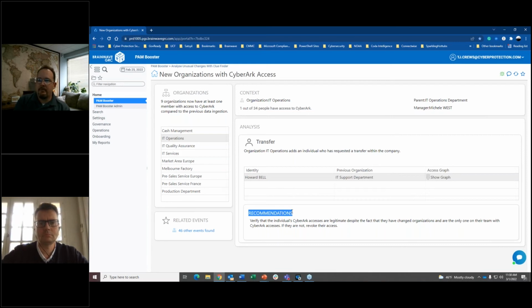And then the PAM Booster uses those analytics to try to identify the reasons, hence the clue finder. We've seen transfers, we've seen the hierarchy change, and it then even gives you a recommendation. You know, never come with a problem without a solution. So the PAM Booster doesn't just report the problems, but it gives a solution, or at least a recommended way to approach this issue. So, Cyril, did I miss anything?